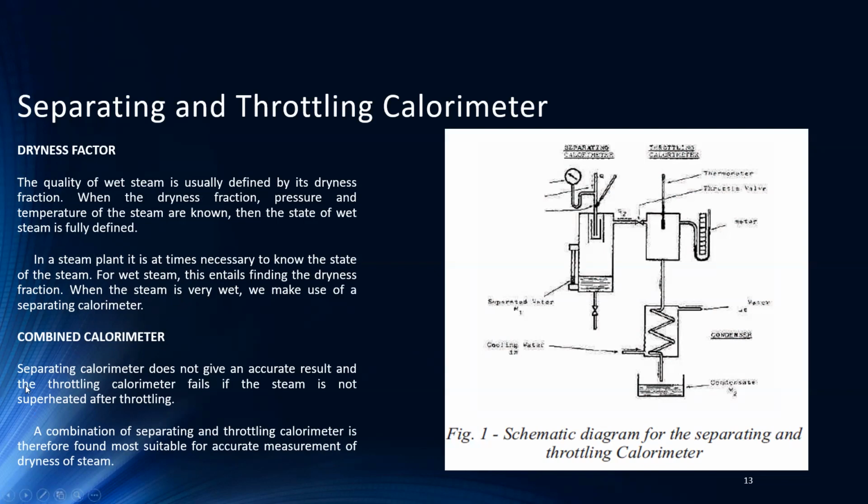Combined calorimeter. A separating calorimeter does not give an accurate result, and the throttling calorimeter fails if the steam is not superheated after throttling. A combination of separating and throttling calorimeter is therefore found most suitable for accurate measurement of dryness of steam. So that is the figure.